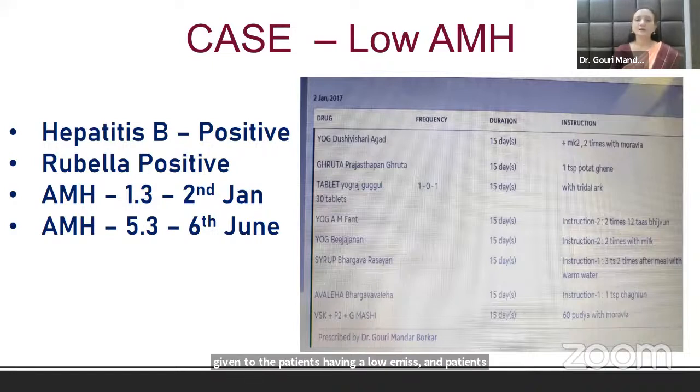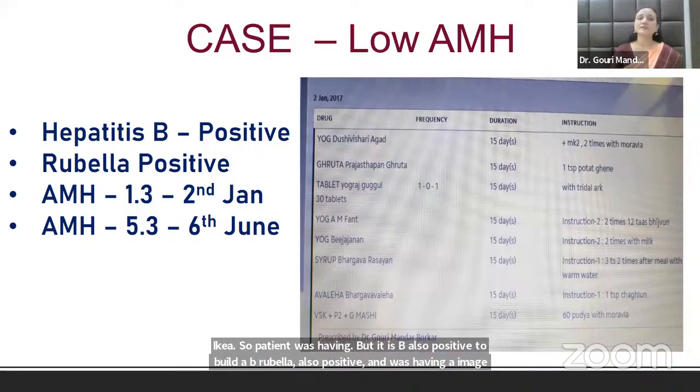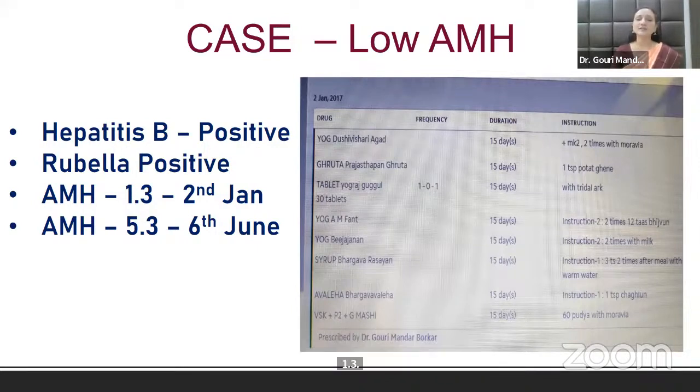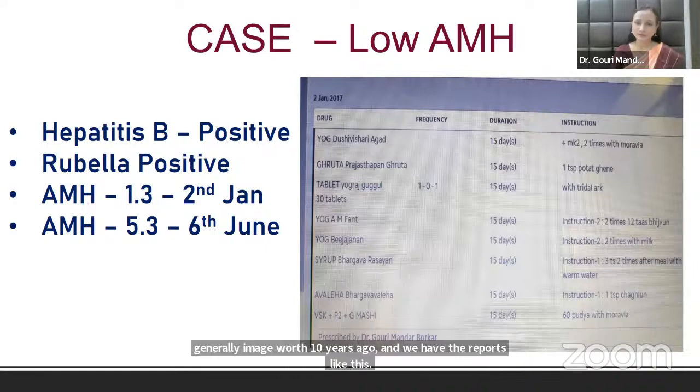In this case, just screenshot डाला है इसमें, देखिए आप. So patient was having hepatitis B also positive, rubella also positive, and was having AMH 1.3. And on the 2nd January and 6th June, that is after 6 months, she was having 5.3. Generally AMH बढ़ता नहीं है, ऐसे कहा जाता है, लेकिन we have the reports like this. So in this case, Doshi Vishari and Mukti Kamduda was used for the patient with low AMH.